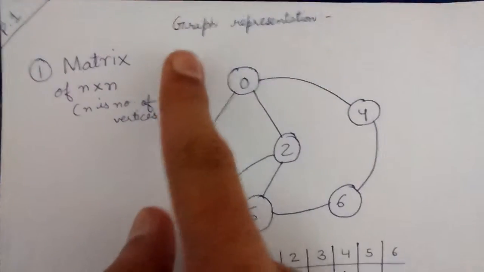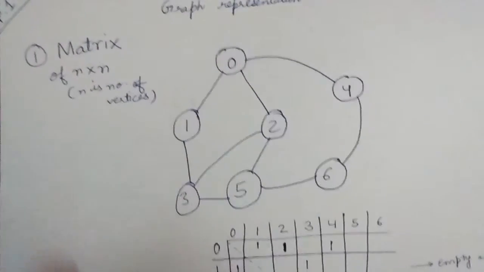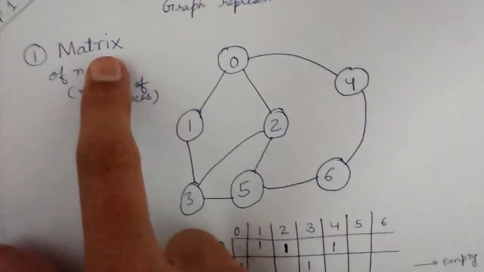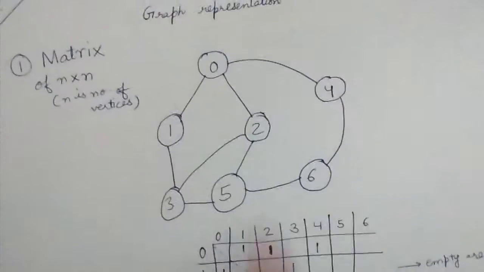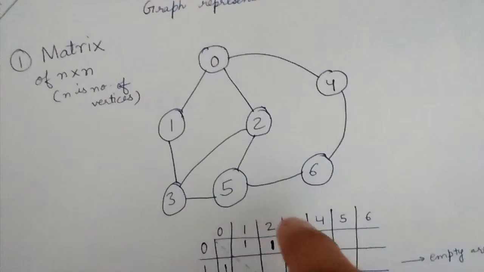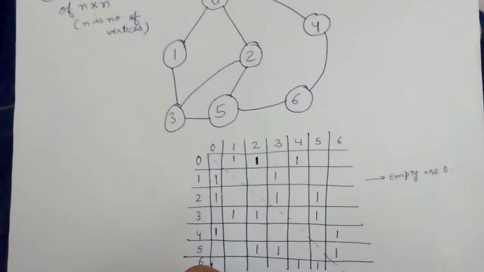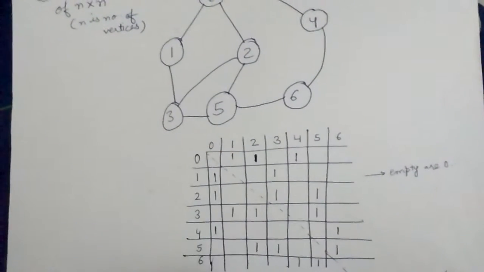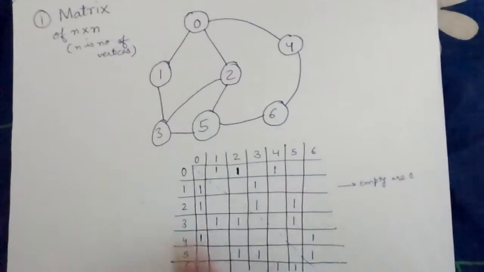Today we will look at a very simple problem, which is graph representation. There are two forms of graph representation. First is matrix representation. If there are n nodes in a graph, let us say 0, 1, 2, 3, 4, 5, 6, so there are 7 nodes, then a matrix of size 7 by 7 is required, from 0 to 6, following 0 indexing. And this is how we represent the vertices.